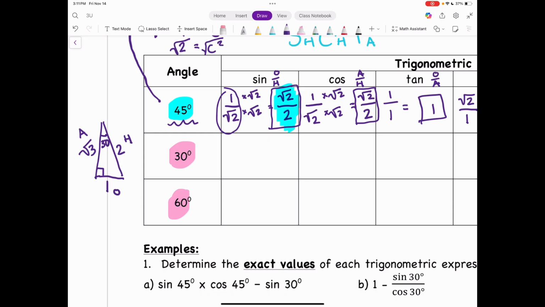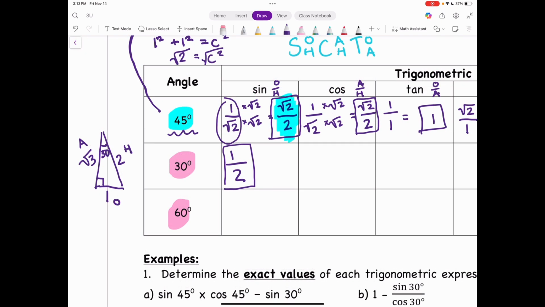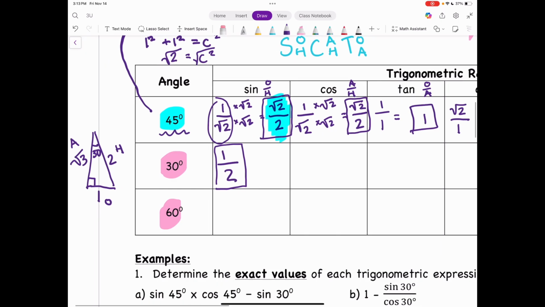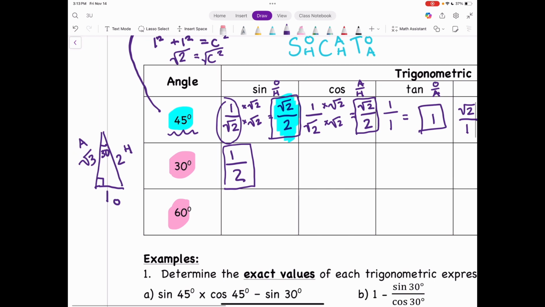Okay, let's talk about sine. Sine is opposite over hypotenuse. So in this case, we would have 1, which is our opposite, over 2, which is our hypotenuse. So that's the exact answer for sine at 30 degrees. And if you went into your calculators and typed in sine at 30 degrees, I'm going to do it right now, you will get 0.5, which is a half. So that's the exact answer, or the trigonometric ratio for sine at 30 degrees.